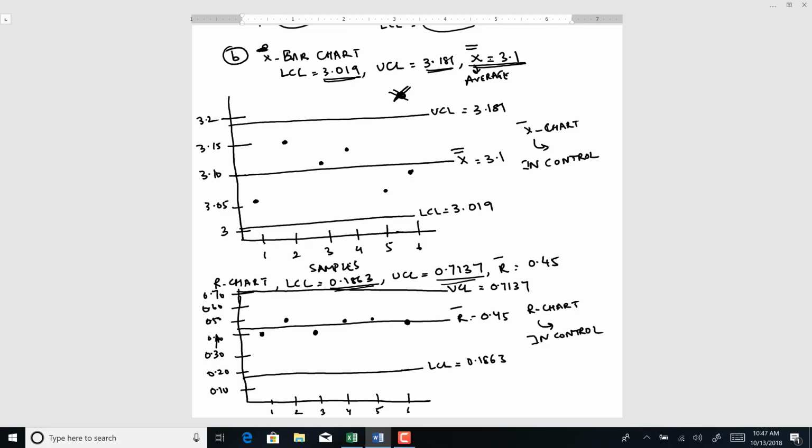So if both of them are in control, then the process is in control. If one of them deviates, like if the X bar chart has some data points outside the control limits, then it's not in control. If either the R chart or X bar chart, or both, have data points outside the upper control limit and lower control limit, the process is out of control.